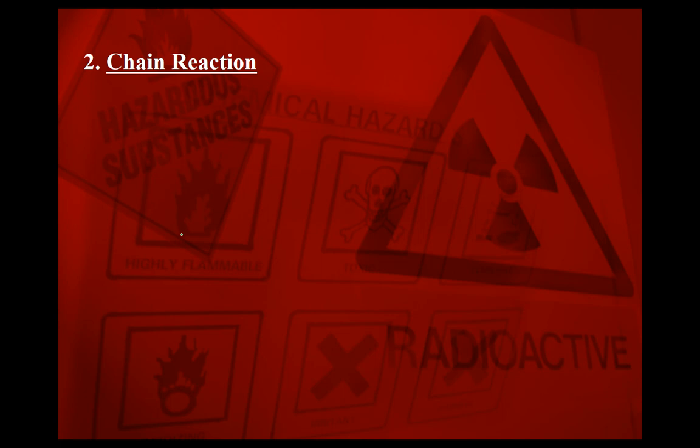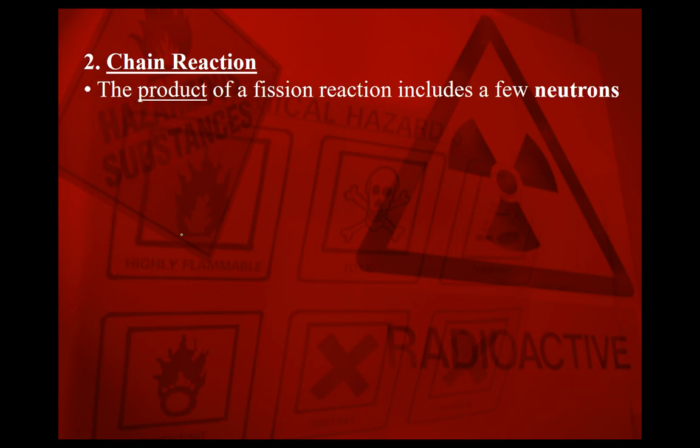But the interesting thing about nuclear fission is it leads to something that's called a chain reaction. So what do you need for nuclear fission to occur? Well, you need a neutron. However, in the process of nuclear fission, you also emit a few neutrons as well.